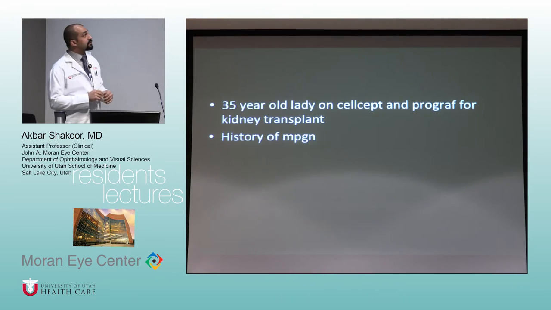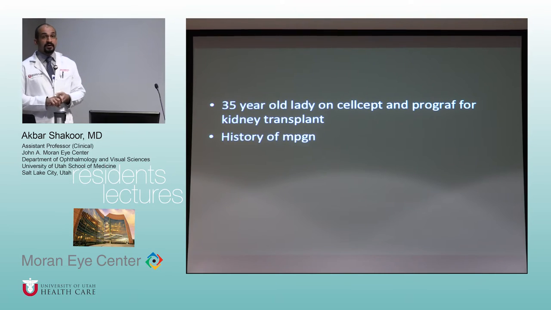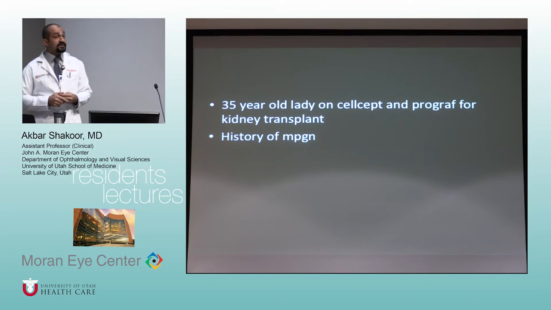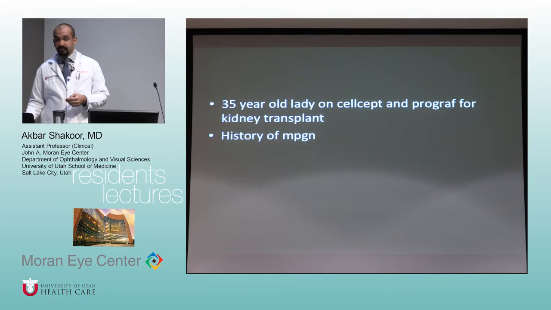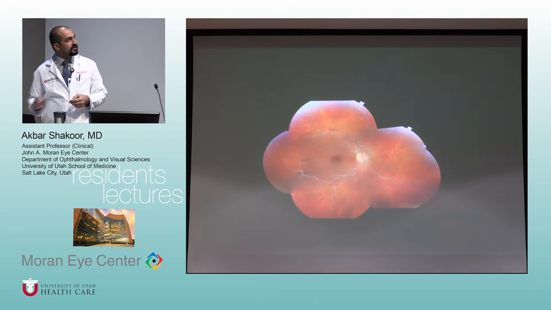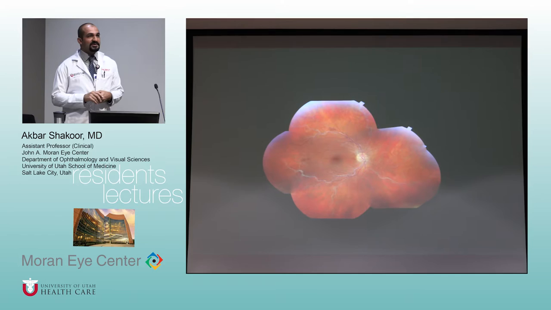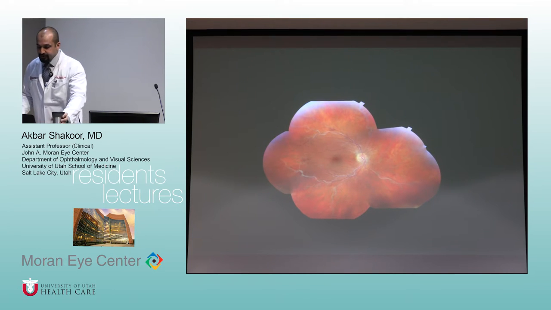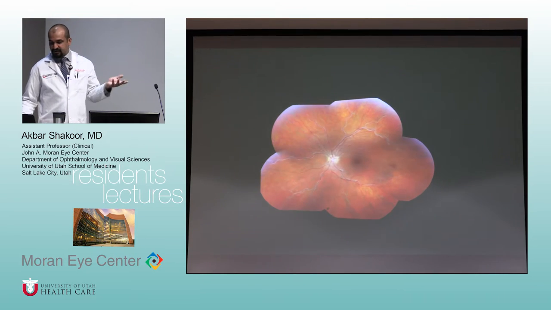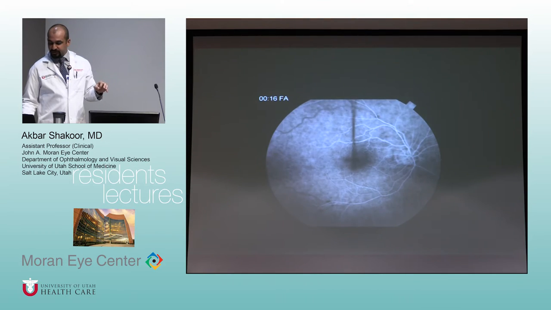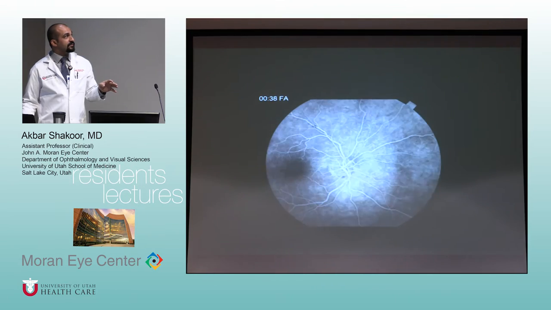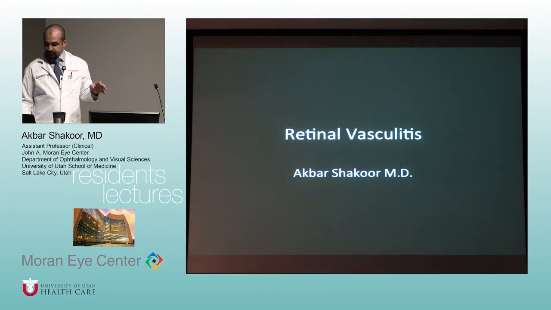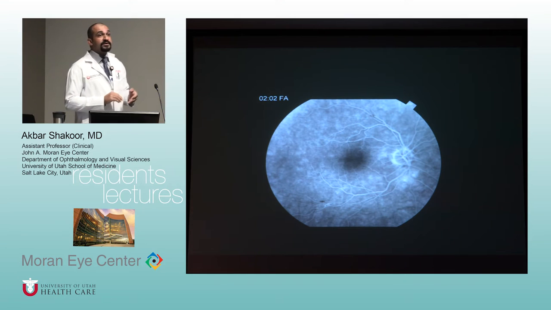Here's a 35-year-old lady on CellCept and Prograf, tacrolimus, for a kidney transplant. She has a history of membranoproliferative glomerulonephritis. Now she comes in with this. Ashley, what do you see here? I see whitening of the vasculature. Right. So it looks like sheathing, kind of. Maybe. But not really. Here you do an angiogram and you see absolutely no leakage anywhere. So, is this vasculitis? No.